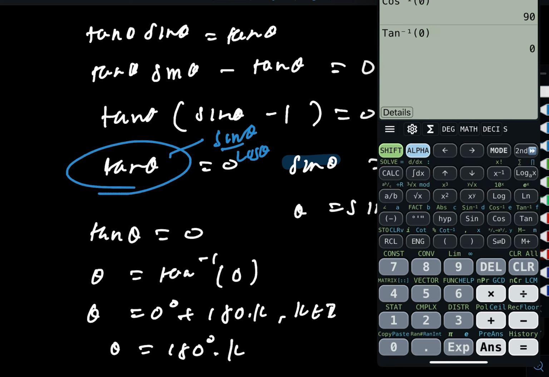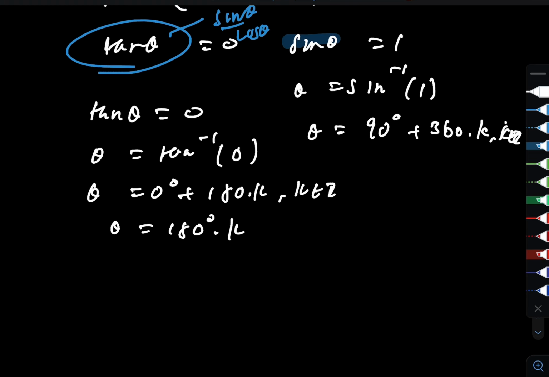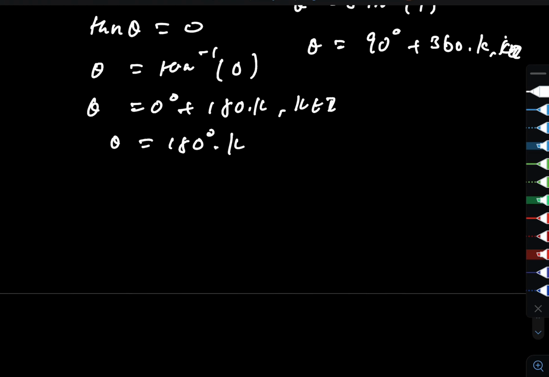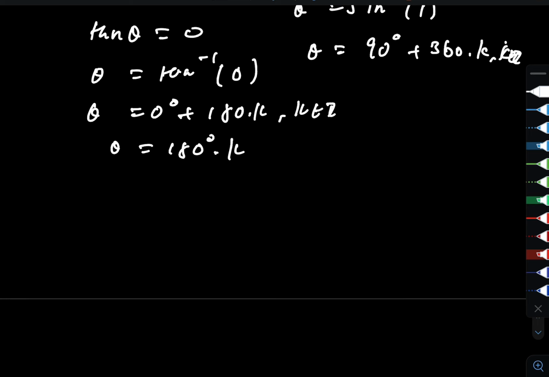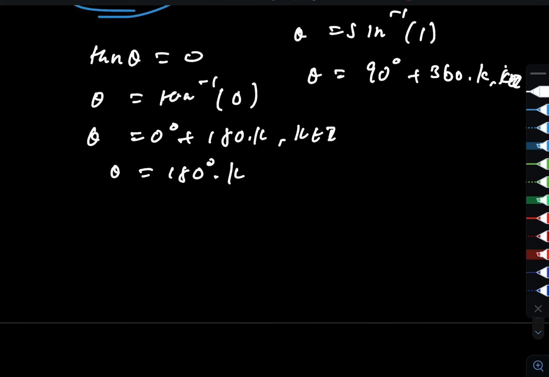Shift sine, that's a 1. Okay, so it's a 90. All right, so theta is going to be 90 degrees plus 360 times k, where k is an element of integers. Now after solving the equation, the next question will be then, how do you find the values for which theta will not be defined.